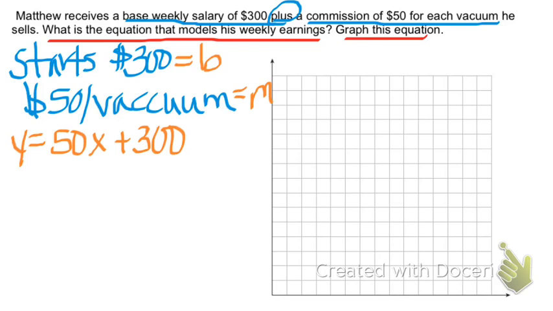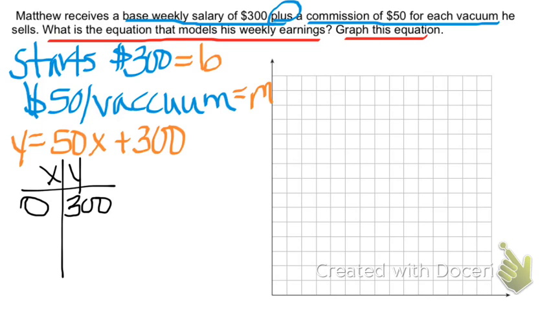So when I do this, it helps me to make a t-table to figure out what values I should begin with and how I should count on my graph. So if I start and I have that I sold no vacuums, and I use this equation that we've written, how much money would Matthew earn if he sold no vacuums? You should have gotten $300. But if he sells one vacuum, what will he get? $350. And if he sells 2 vacuums, he's going to get $400.